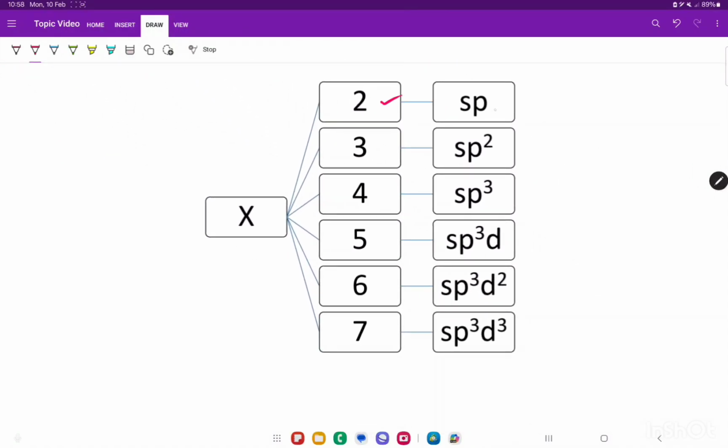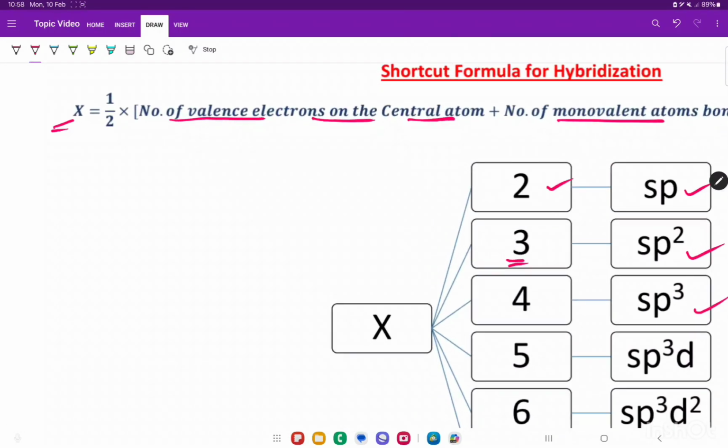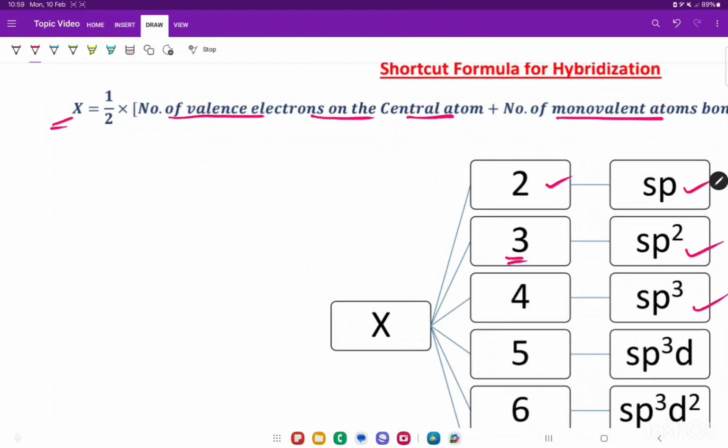Divide this by 2, we'll get the value of x, and if this x comes out to be 2, then the hybridization is sp. If it comes out to be 3, sp2, 4, sp3, and so on. We have to find out the value of x by knowing the valence electrons on the central atom.